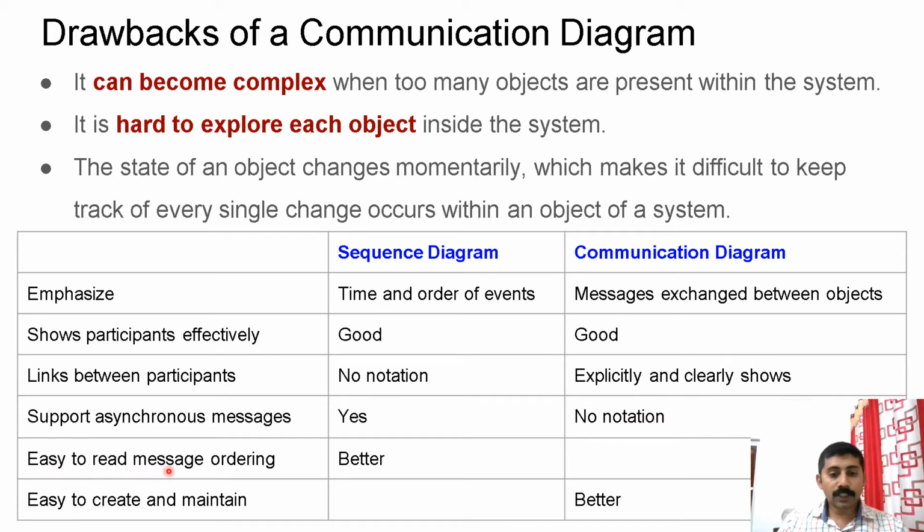Easy to read message ordering. In a sequence diagram you can easily understand the messages mentioned between the timelines, so the order of messages can be easily understood. Whereas in a communication diagram, messages are present along the link between the objects, and when there are many messages, to understand the order of the messages you need to check the numbering, so it is not that easy.